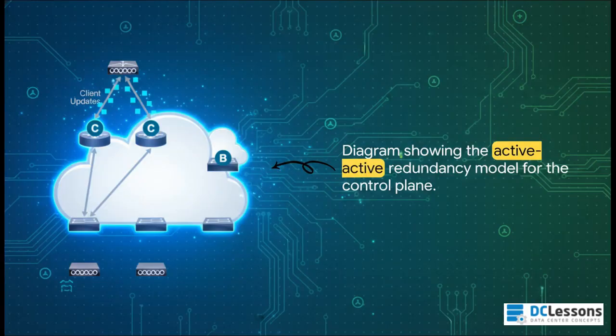This diagram right here really makes that concept of active-active redundancy crystal clear. Let's walk through it. Up top, you've got your wireless LAN controller. It's getting updates from the APs as new clients connect. But here's the magic part. Notice it's sending those updates to both control plane nodes at the exact same time. There's no primary, no backup. Both nodes are live, active, and perfectly in sync. This is a huge deal because it completely eliminates the control plane as a single point of failure.